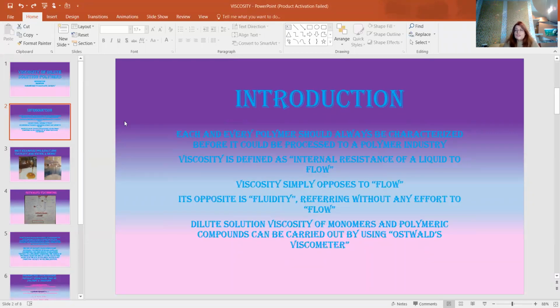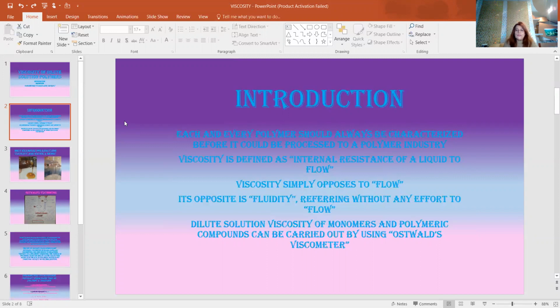As I just mentioned, each and every polymer should always be characterized before it can be processed further for the polymer industry. So what is viscosity? Viscosity is defined as the internal resistance of a liquid to flow. Viscosity simply opposes flow. Its opposite is fluidity, which refers to flowing without any effort, without any resistance to flow. That is fluidity.